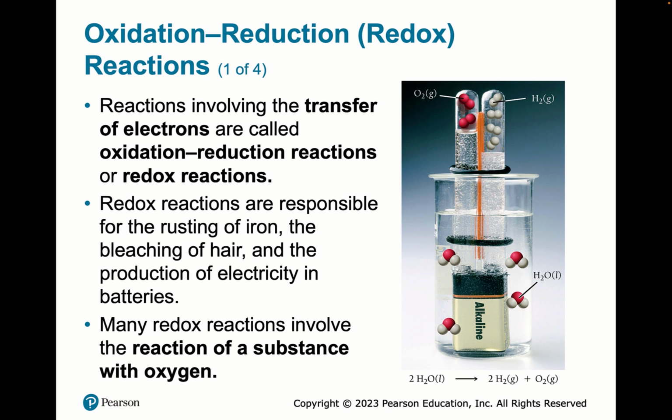And here's an example of one. Anything that involves electron transfer, things like batteries work by electron transfer, bleaching of hair, these types of things are all going to be oxidation reduction reactions.